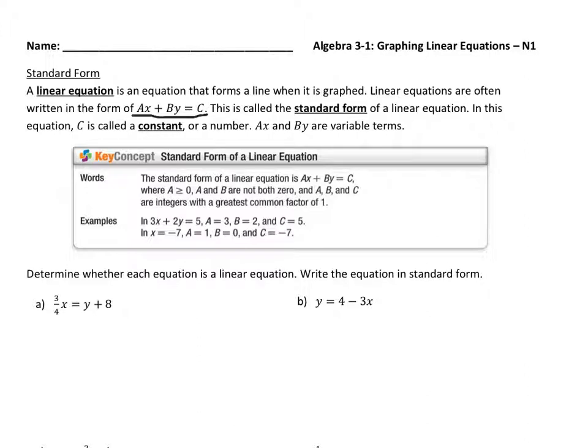It follows alphabetical order. In this equation, c is called a constant or a number. Ax and by are variable terms, again, following alphabetical order.